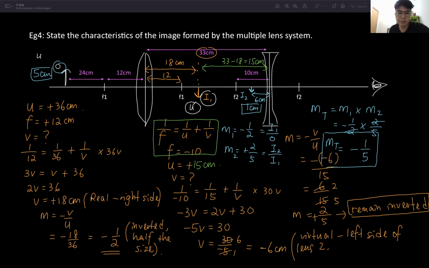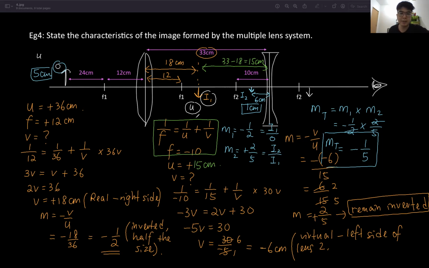So the distance of our new U from the second lens is 15 cm. Now it is positive because it is opposite to the I. I is on the right side and the object is still on the left side of the lens. U will be positive in this case. Only if the first lens forms the image over here at the right side of the second lens, in that case, it will be a negative U. So that is for U. U is a positive 15 cm.